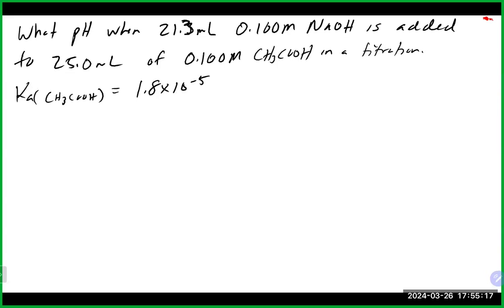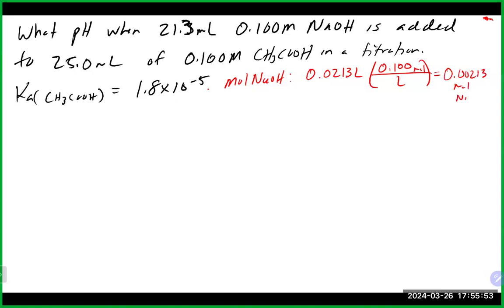Also, I think we will need to get some moles of everybody, and we'll also need to do an ICE table. So we'll do our moles here first of our sodium hydroxide. Once again, we have to convert our volume into liters. We're going to use the molarity of our sodium hydroxide, which is 0.1 moles per liter, and we will go with 0.1 times 0.0213. And that's going to give us 0.00213 moles of sodium hydroxide.